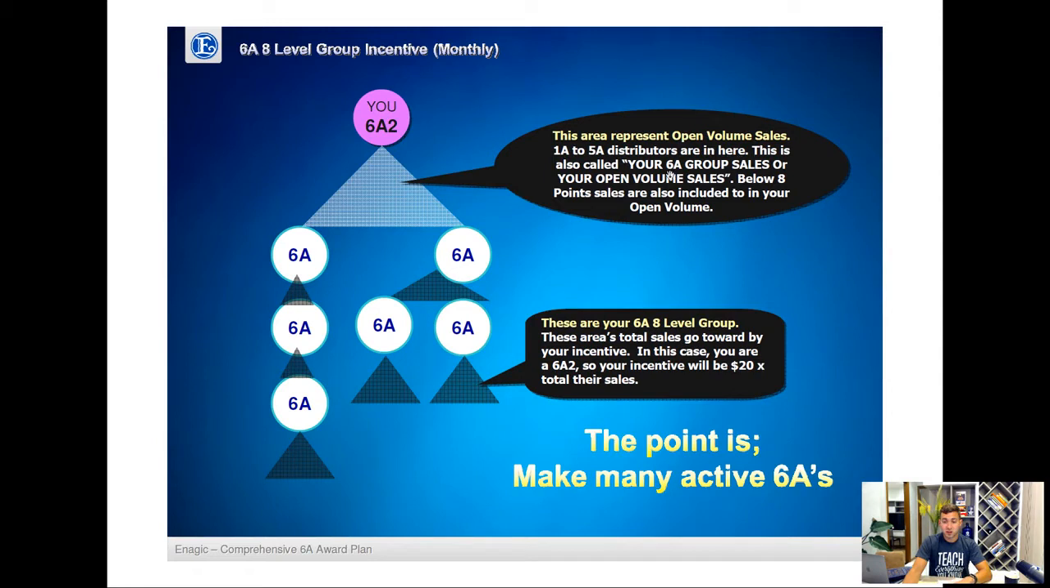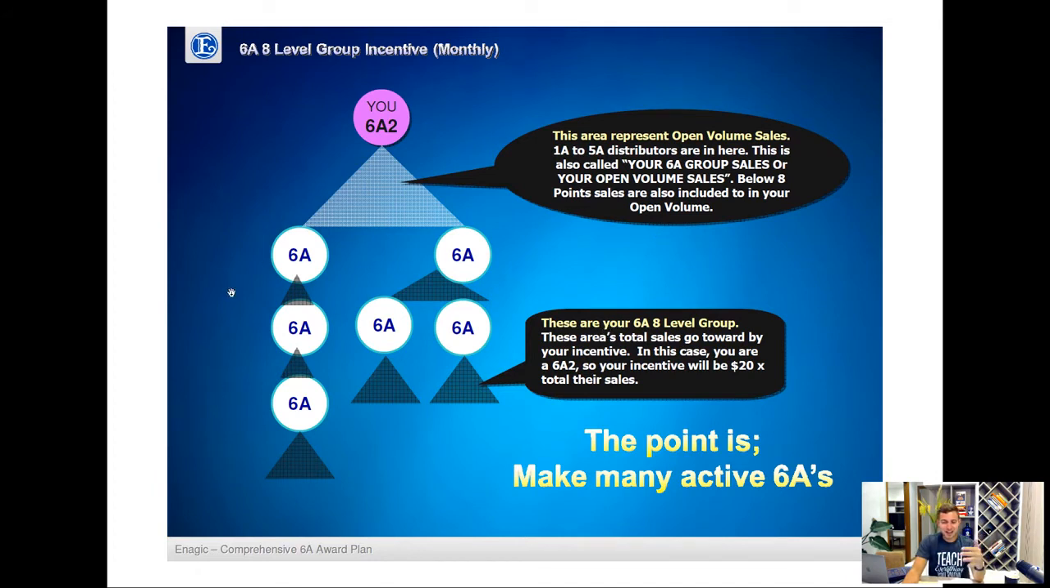All right, this is called your 6A group sales or your open volume sales. Below your 8 points are also included in your open sales. So regardless of whether you get paid commission on the product sold, or, from part one, if you get that educational allowance paid out, you're going to be receiving the incentives we're going to talk about in the next slide.